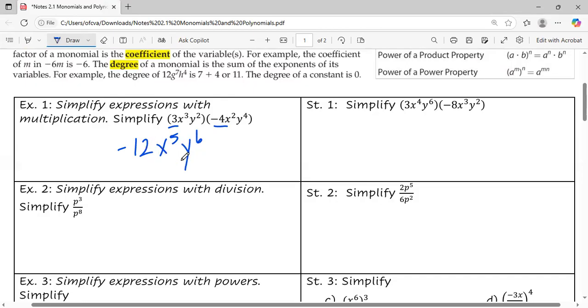And this is still a monomial. So for the next one, remember when you do ST1, that's the one that I want you to try on your own. So that's the example that I want you to try, the one on the right.